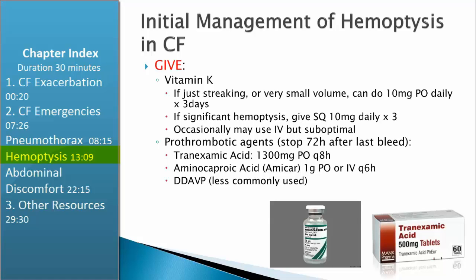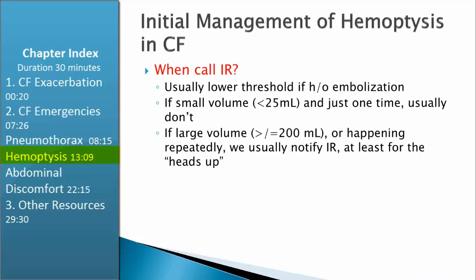Prothrombotic agents. We do sometimes use these, and I think these are used much more frequently in the young adult service, but these include tranexamic acid, Amicar, and less commonly DDAVP. Just remember that these will make the patient coagulopathic, and they should always be discussed with the attending prior to starting.